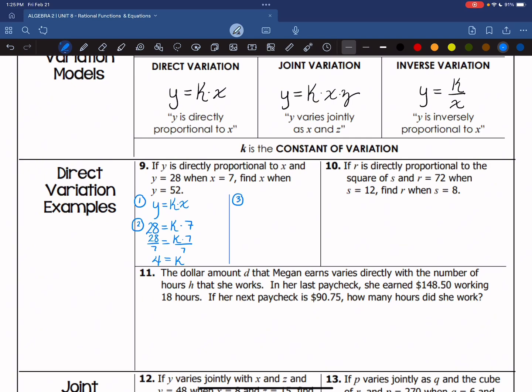Which means our equation is actually Y equals our K value, our constant of variation, 4 times X. So that means if we let our Y value be 52, then we can solve for X. We'll do that by dividing each side by 4. When we take 52 and divide it by 4, we get 13. There you have it.